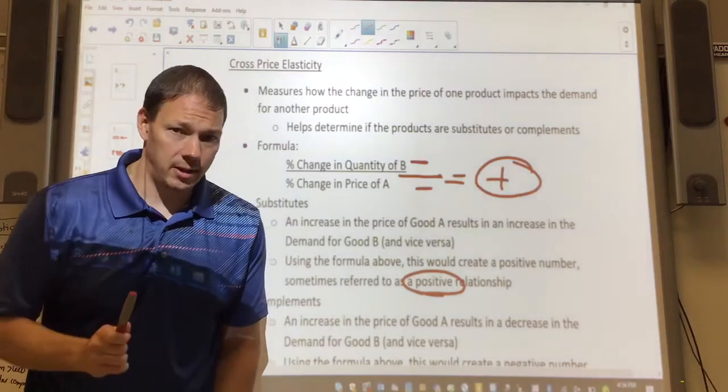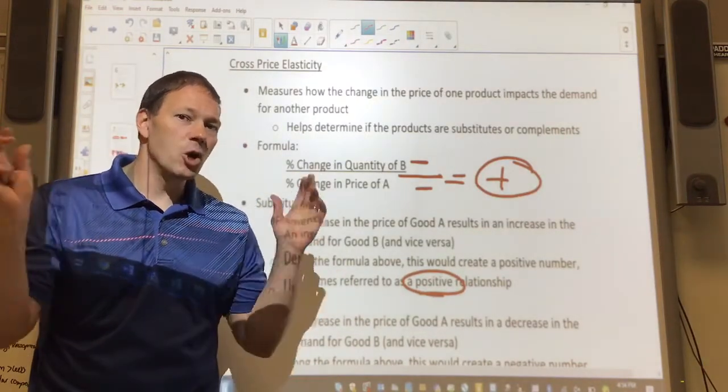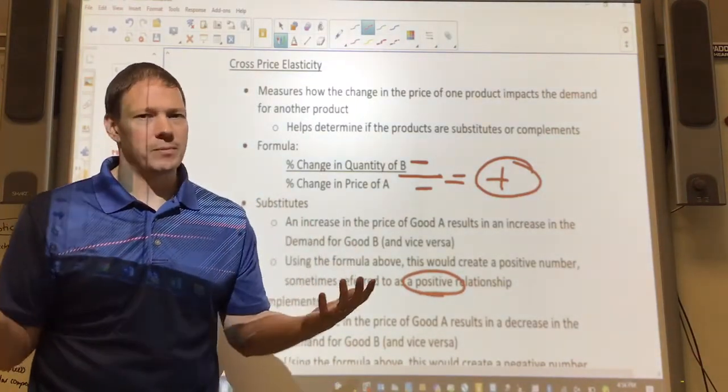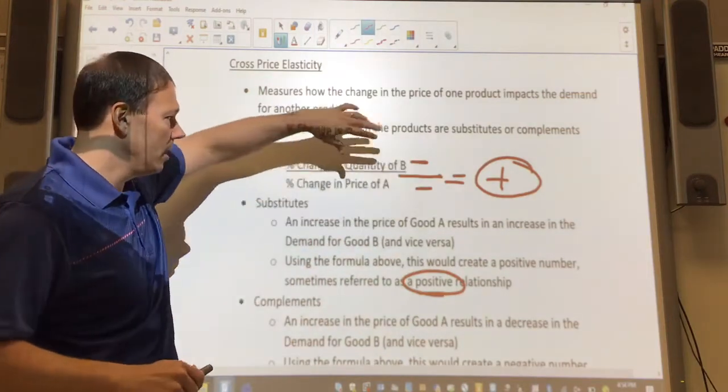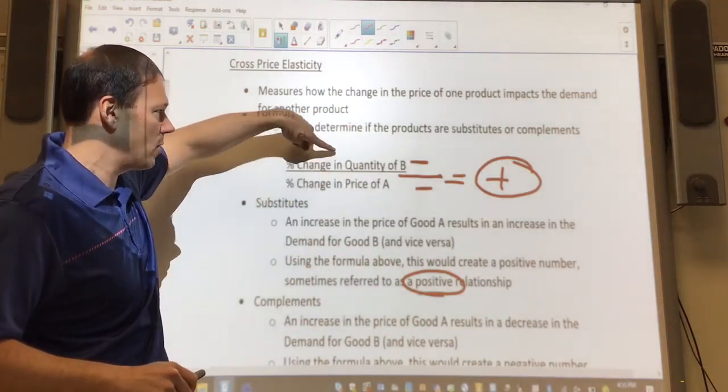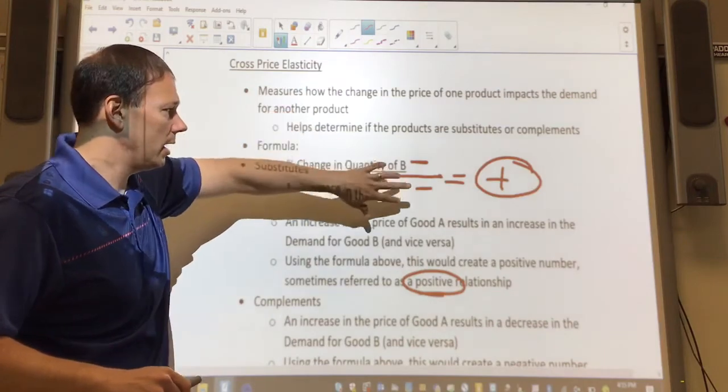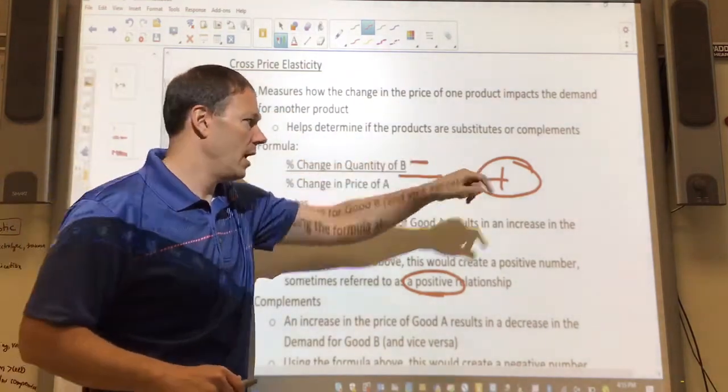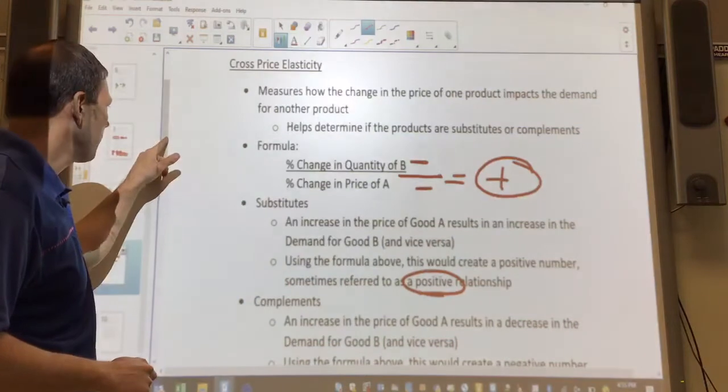So we sometimes say that substitute goods have a positive relationship. Again, do not think of positive as a good thing or they like each other or something like that. Don't think of it that way. Just think of it as the change in price goes the same direction as the change in quantity. Either both positive or both negative, and that begets a positive number.